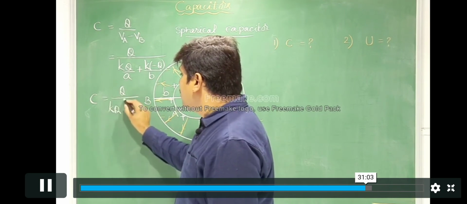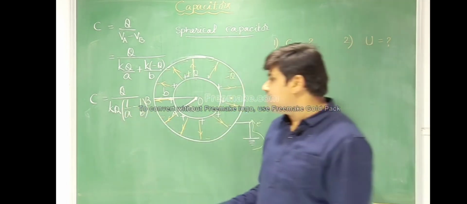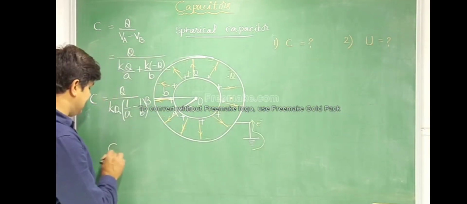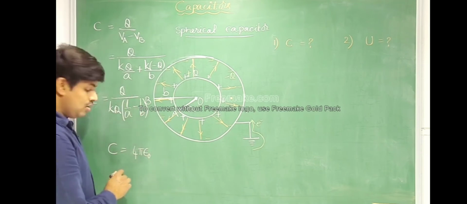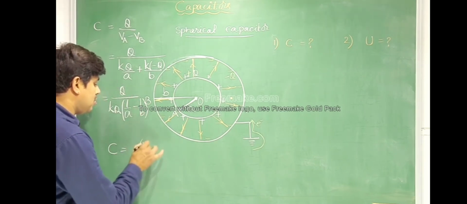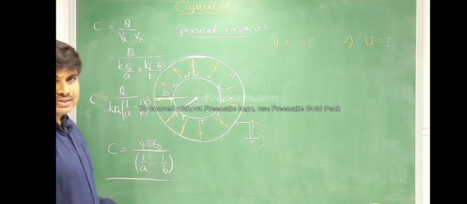Q comes common, you will be getting 1 by A minus 1 by B. Students, Q get answer. What is the capacitance over here? So if you simplify this, you are going to get C is equal to 1 by 4 pi epsilon naught in the denominator goes to numerator, becomes 4 pi epsilon naught upon 1 by A minus 1 by B. This is the capacitance of this arrangement.